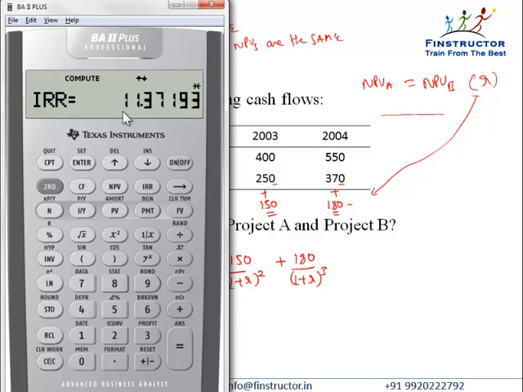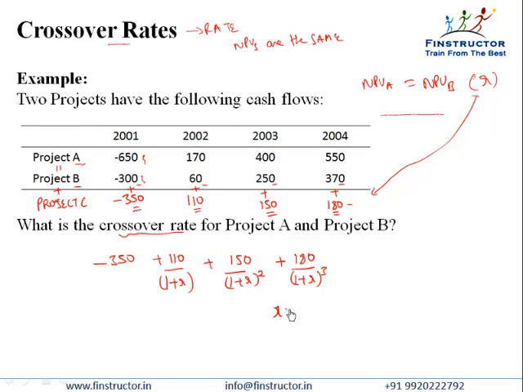So you'll see the IRR coming as 11.37%. So R comes out to be 11.37%. And please verify that if you compute the NPV of project A at a discount rate of 11.37% and the NPV of project B at the rate of 11.37%, they will both come out to be exactly the same. That is called the crossover rate, the rate at which the NPV of project A is the same as the NPV of project B.